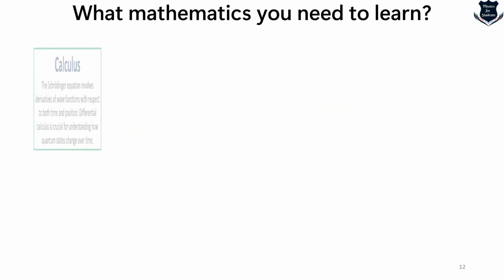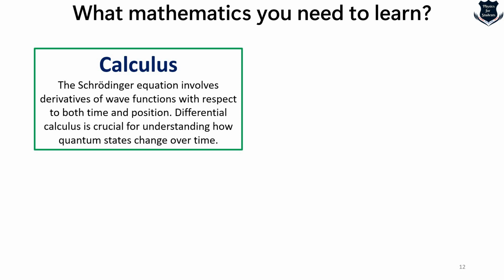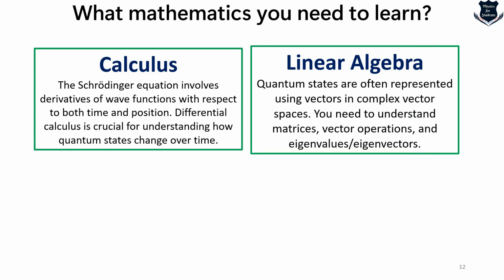Now first, obviously the mathematics would be calculus, because understanding derivatives is crucial, and the Schrodinger equation itself involves derivatives of the wave function with respect to position and time. So number one would be calculus, both integral and differential. Second would be linear algebra, because understanding matrices, vectors, and vector spaces is fundamental, as quantum states are often represented using vectors in complex spaces. You also need to understand what an eigenvalue and eigenvector are, which play a significant role in solving the Schrodinger equation.